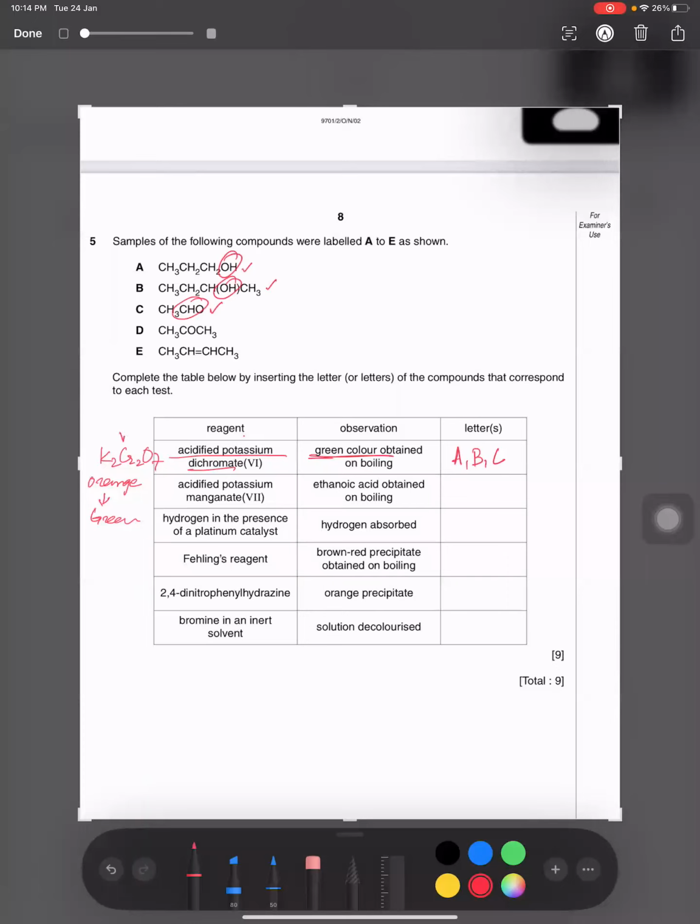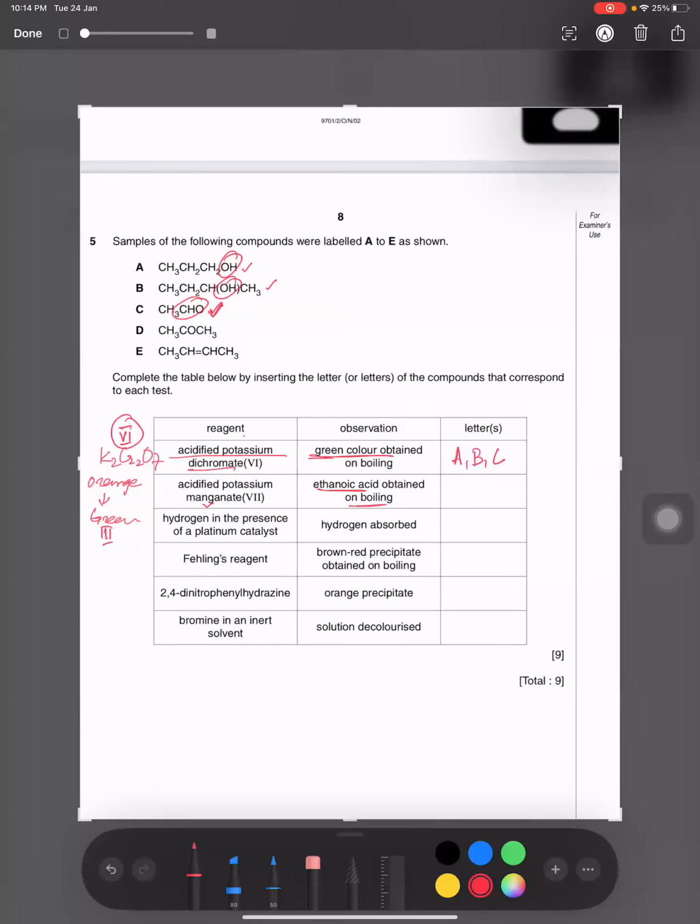You need to remember that in this, chromium has a +6 oxidation state, and when it changes its color to green, it will have a +3 oxidation state. Then acidified potassium manganate: ethanoic acid is actually obtained on boiling. So what is the substance that is causing this? So you can see this, we have ethanol.